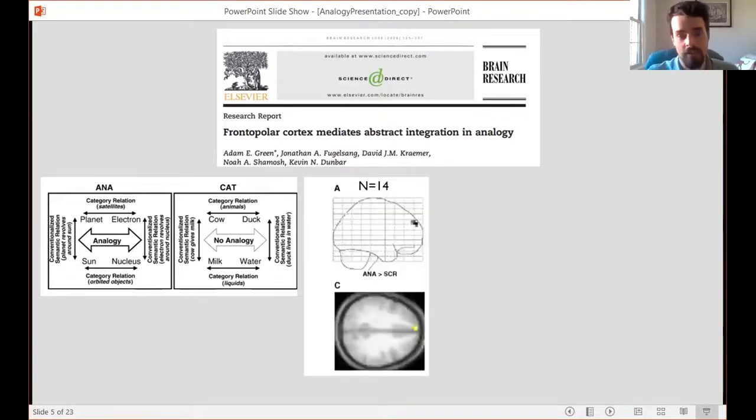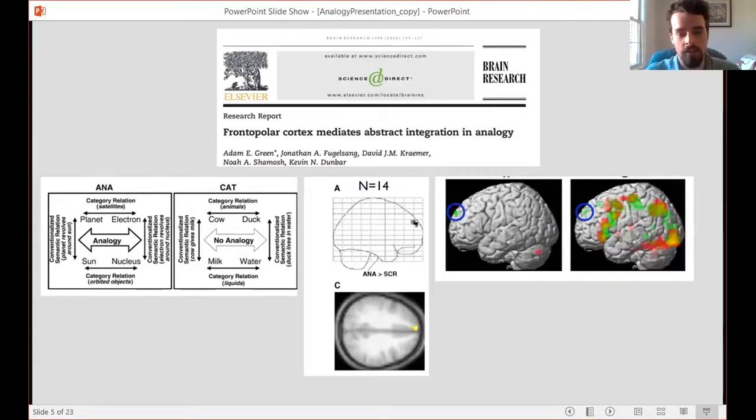So this was in 2006, and there was a sample of 14. This is the earlier stage of neuroimaging. With that simple contrast of what brain regions are activated during analogy problems, but not during the control task, we found first evidence of this frontopolar cortex, as you can see, the little yellow cluster. It's a part of the prefrontal cortex, and here's another image showing that as well.